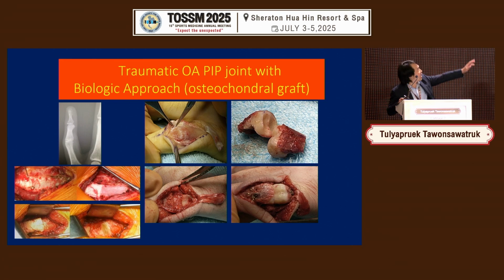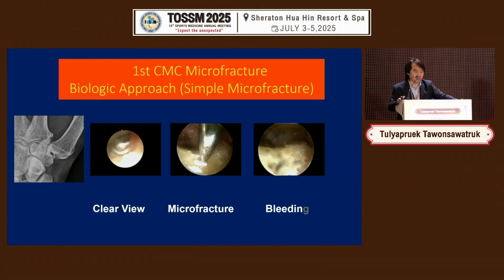You can see the arthritis of the PIP joint. Normally it's fused already, but the patient would like to move. So what we do, the principle of the osteochondral graft, is take the cartilage from the rib and put the new joint inside to make the proximal end and distal end. It makes the joint motion again. So this is the principle. In the past, we just fused, but now we can create a new joint.